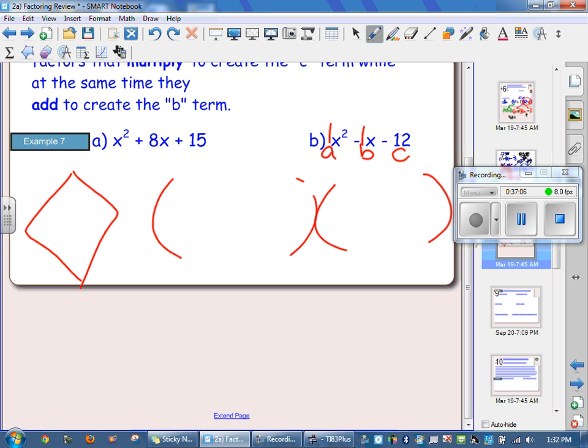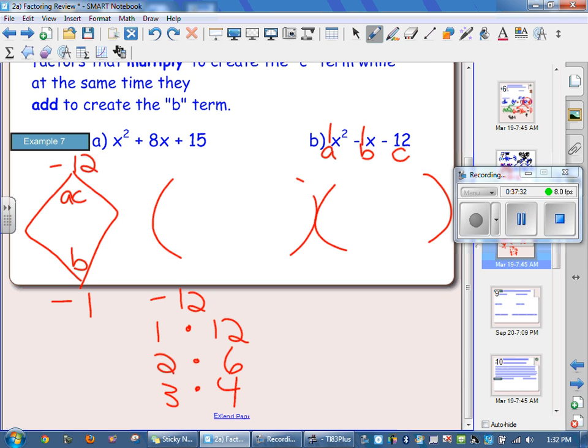Now I factor -12. Okay, so -12 factors into 1 times 12, 2 times 6, 3 times 4. It's a negative, so that means you have to find the big numbers are negative. How come the big numbers? So that when you add them, you're going to get a negative answer. So your big numbers become negative.